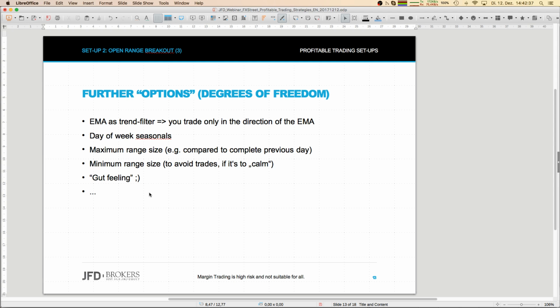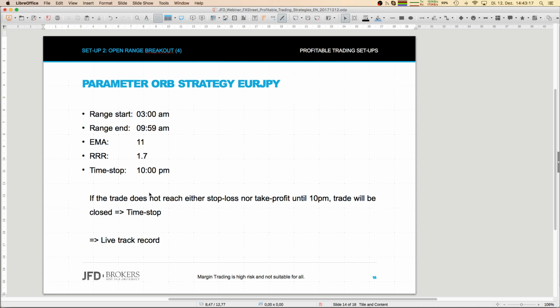So the strategy I want to share with you here is the open range strategy for Euro Japanese yen. In this case, our parameters are the following. The range start time is at 3 AM. And if I talk here about times, it's always German time. So range start time is at 3 AM.